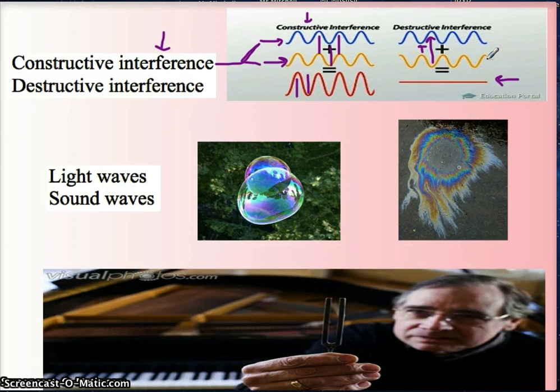So let me remind you, constructive is when the crests overlap. The amplitude will be the sum of each wave's amplitude. Destructive is when the crest of one wave meets the trough of another. The result is a smaller amplitude than the largest of the two waves. Now, how does this apply to real life? Well, it applies in light waves and sound waves, and let me give you an example.